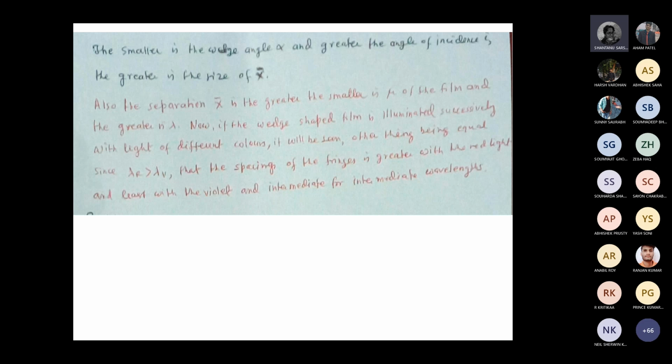If white light is incident on such a wedge film and you look on the reflected light side, you will find color bands, because different colors will form fringes of different orders at different locations, and the separations will be different. But if the thickness of the film is large, those bands might overlap and you might not get color bands. In the case of near monochromatic light, you'll get dark and bright bands that can easily be observed.